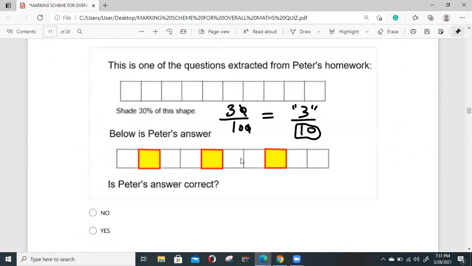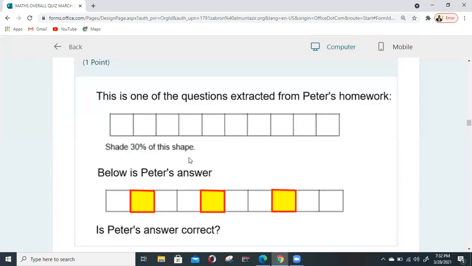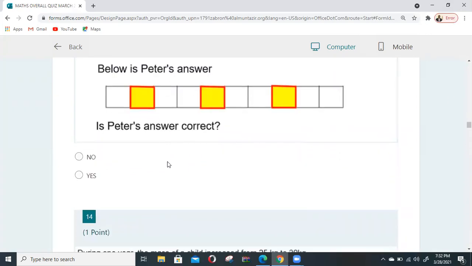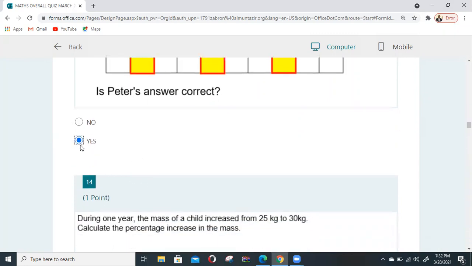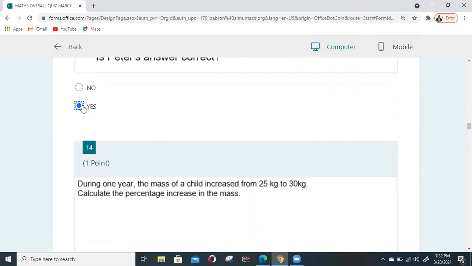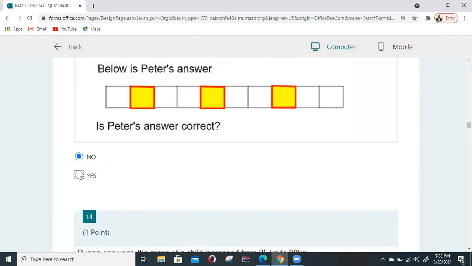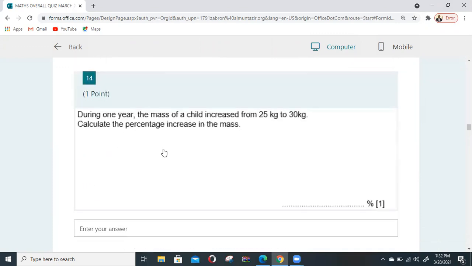First of all, I was supposed to find 30%. 30 over 100, simplify that to get 3 out of 10. Now 3 out of 10, you need to shade 3 boxes here. So below is Peter's answer. Is Peter's answer correct? Yeah, 1, 2, 3 boxes out of 10. So Peter's answer is correct. So this is an example of a true and false question. So you click on this, and then you get yes, and that is your choice. If you click here, that means your answer is no, but I have to click yes because the answer is correct.